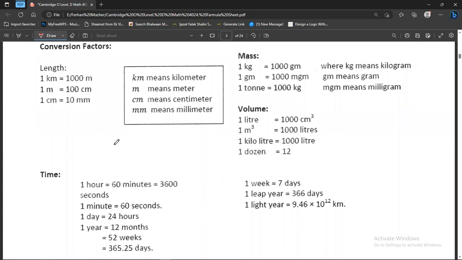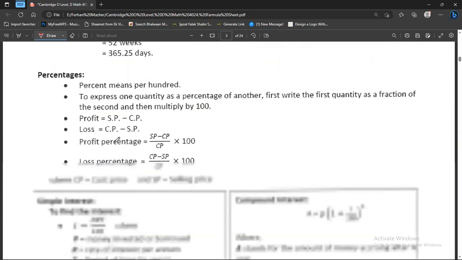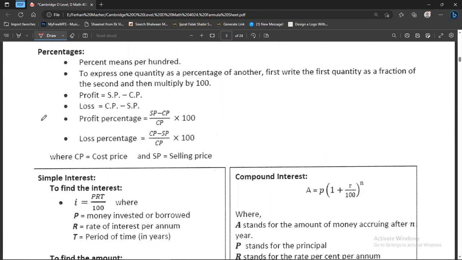Okay, so this is the whole conversion. I hope you know this. Then we have the percentage. Percentage means per 100. Here in percentage, the denominator is always 100. So it normally means out of 100, how much.